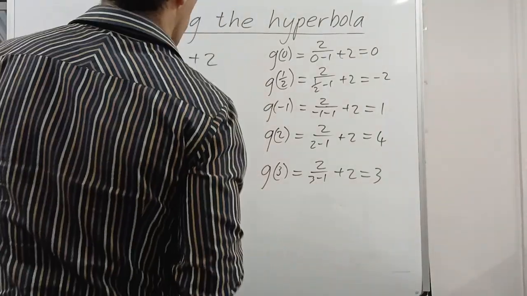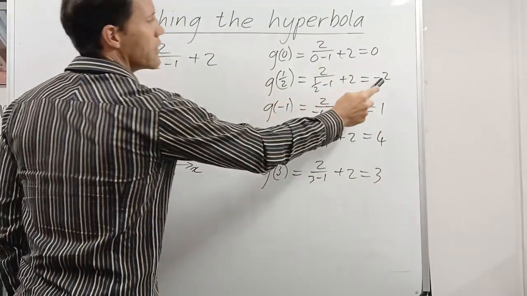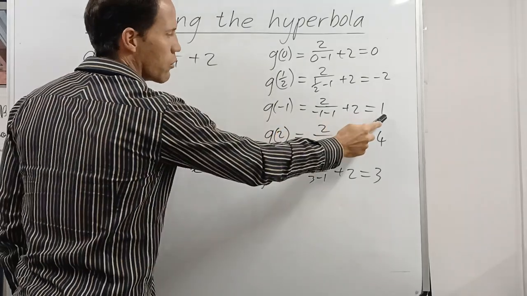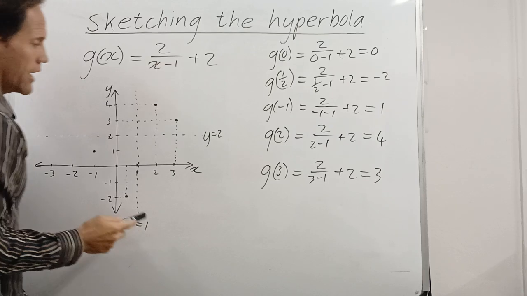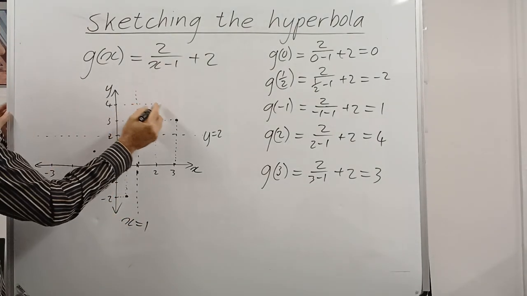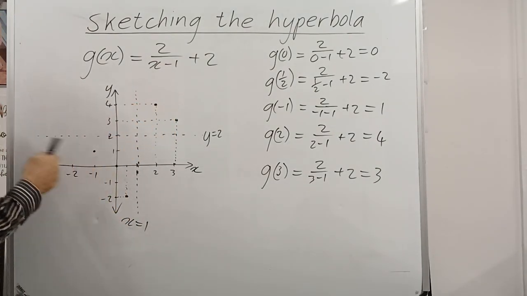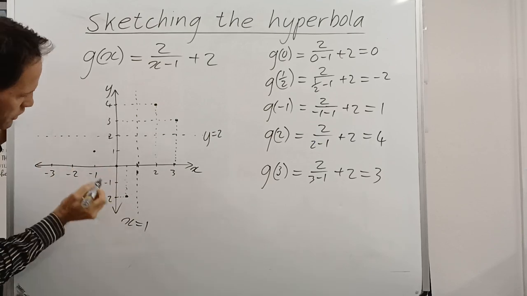Right, so we put in a half, we got -2 out. Put in -1, got 1 out. Put 2 in, got 4 out. Put 3 in, get 3 out. And we plot them. There they are, and there. And now you just connect them. Then you get your graph.